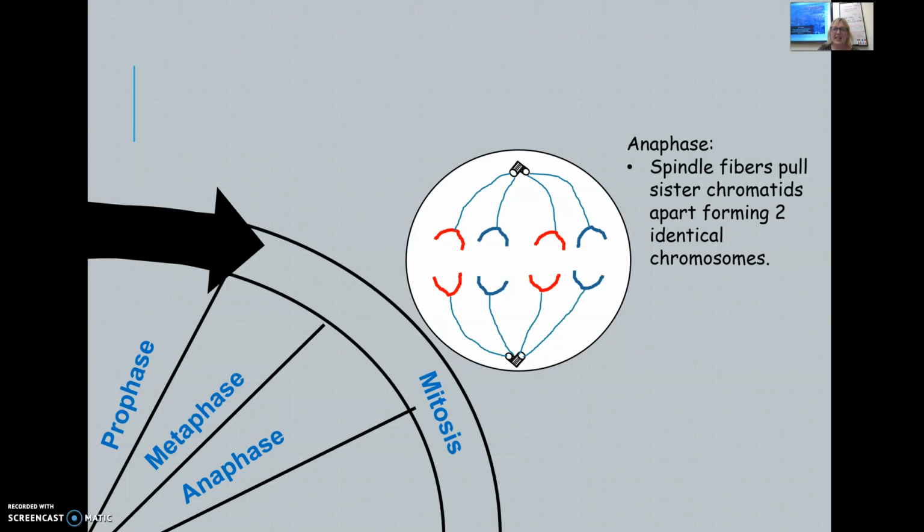So anaphase begins to pull, using the spindle fibers, the sister chromatids apart. And at this point, they're forming two identical chromosomes. So right now they have twice as many chromosomes as what they need. And that's all we have to draw for that one. So this would be a good place to pause if you need a little bit more time.